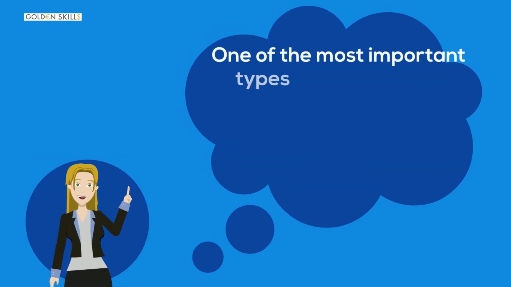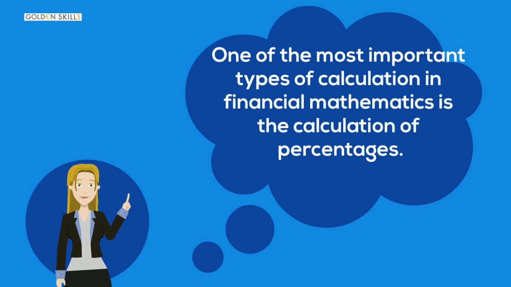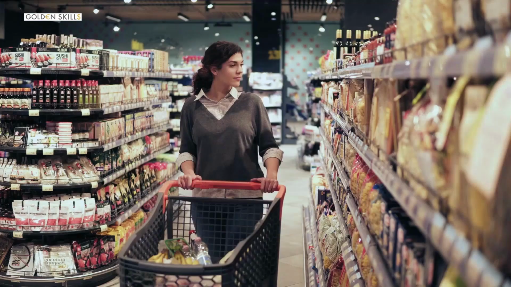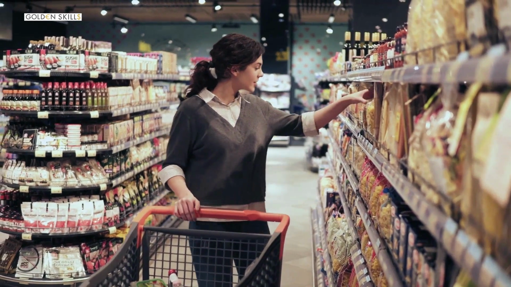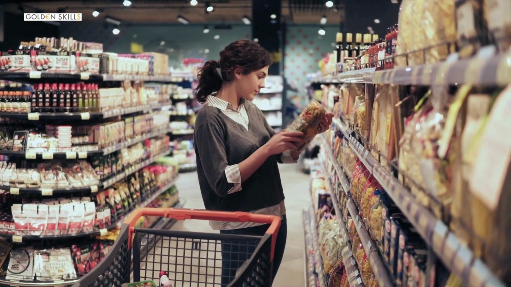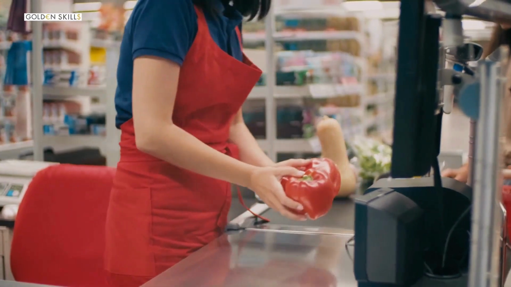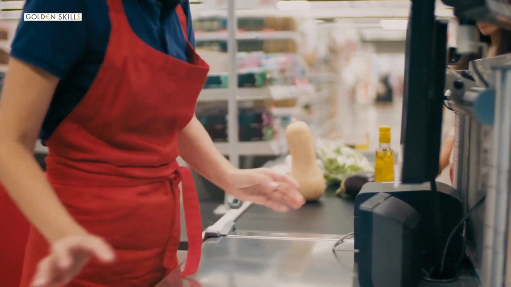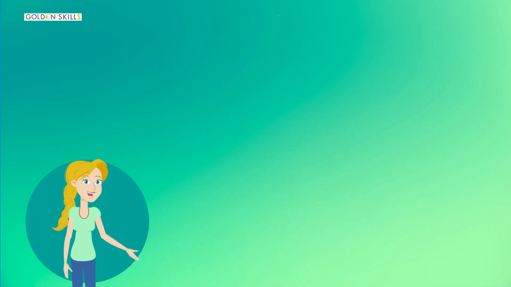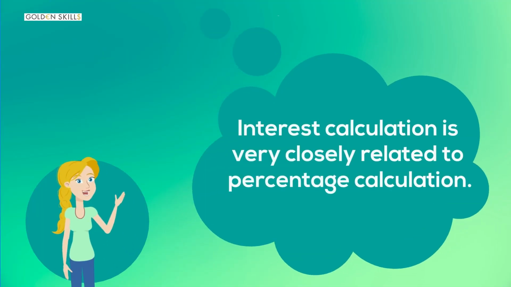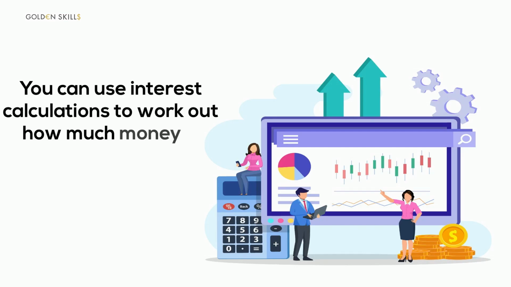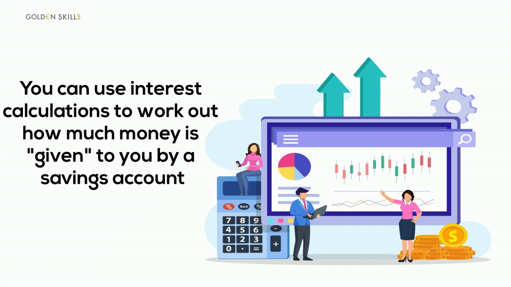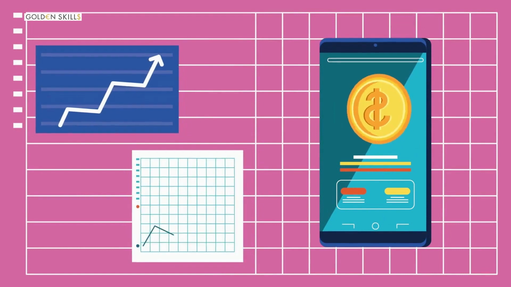One of the most important types of calculation in financial mathematics is the calculation of percentages. No matter whether it's about discounts in the supermarket, accruing interest, or simply the direct comparison of products, percentage calculations will always and everywhere cross your path as soon as you have to deal with money. Interest calculation is very closely related to percentage calculation. You can use interest calculations to work out how much money is given to you by a savings account or how much an installment payment for a new cell phone actually costs you.